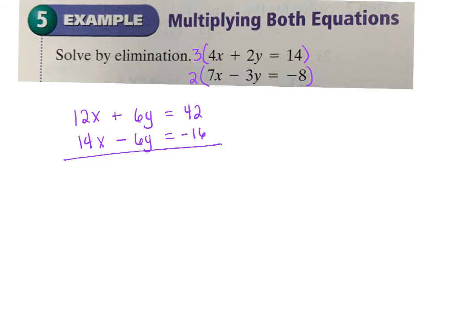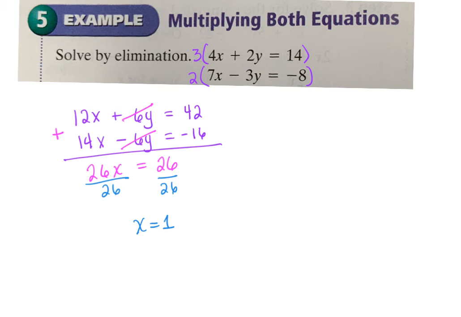And so I'm going to take this and I am going to add down. 12 and 14 give me 26x. Positive 6y and negative 6y cancel. 42 and negative 16 give me 26. And then to solve, I am going to divide both sides by 26. And my x is going to equal 1.